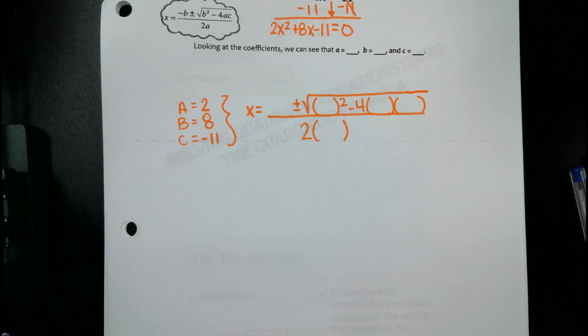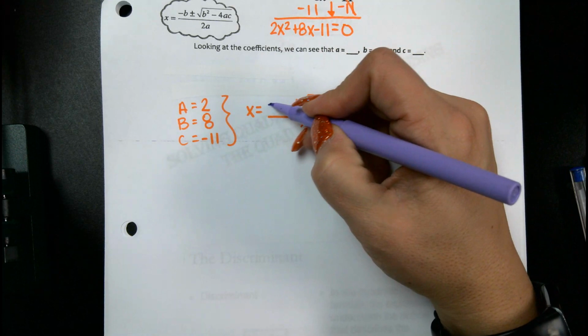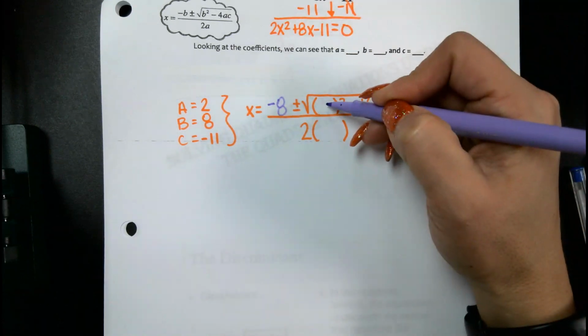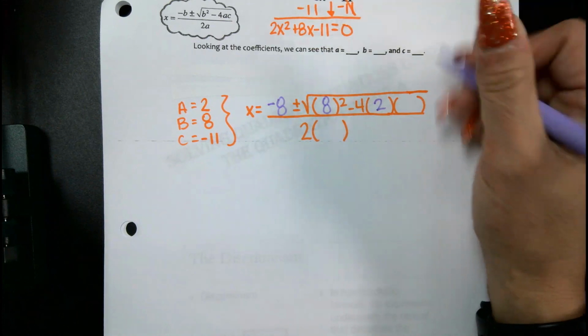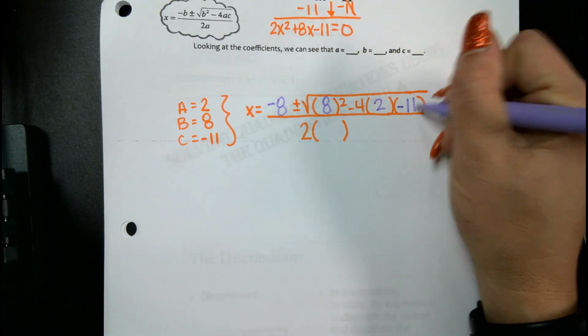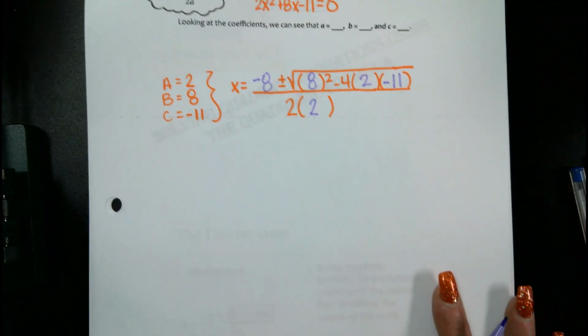All right, you guys ready to plug these numbers in? Oh, good. Then the opposite of B. Okay, regular B, regular A, and C. And A on the bottom. See? Piece of cake.